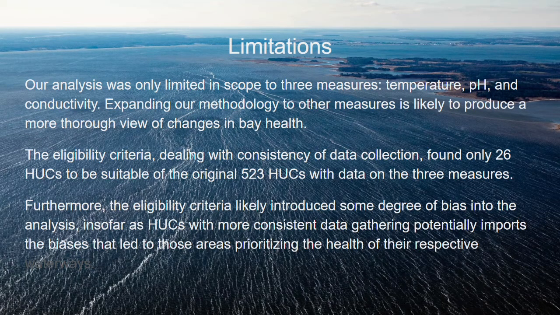Out of the original 500 or so HUCs that we had to work with, we ended up only finding about 26 that were suitable according to the eligibility criteria. Then that likely introduced a little bit of bias into our analysis, in that HUCs that had more consistent data collection could potentially be a little more focused on water health, meaning that those HUCs that had better outcomes were potentially the ones that were the most consistent with their data collection efforts.